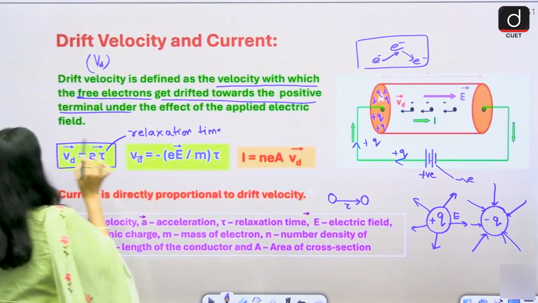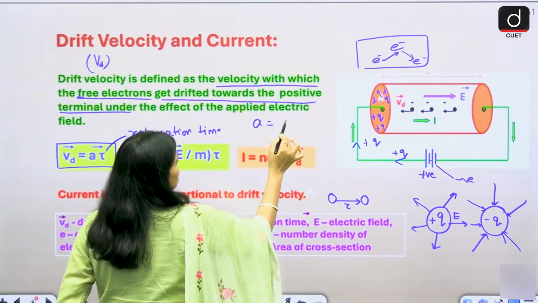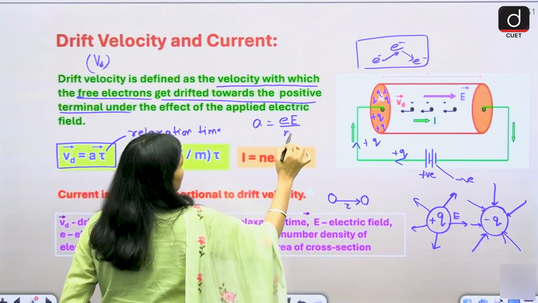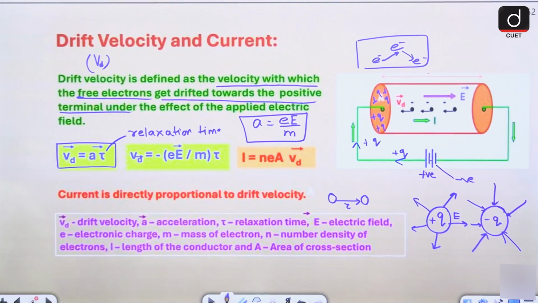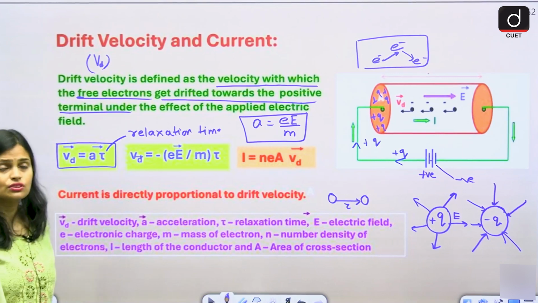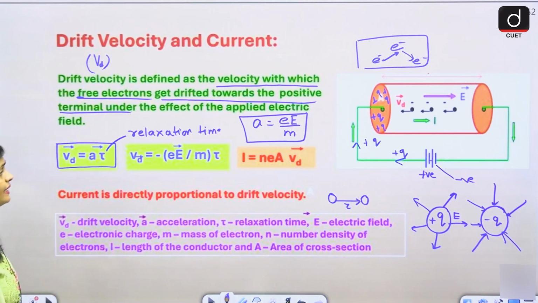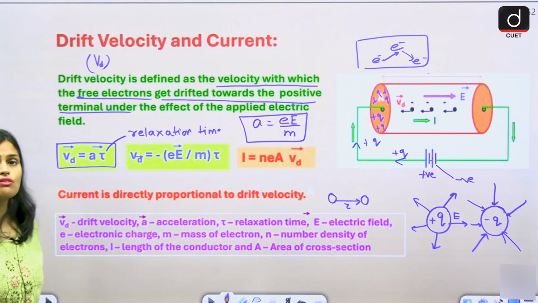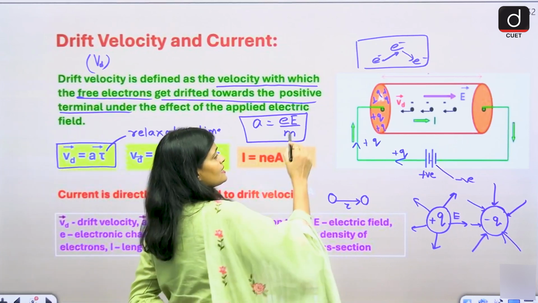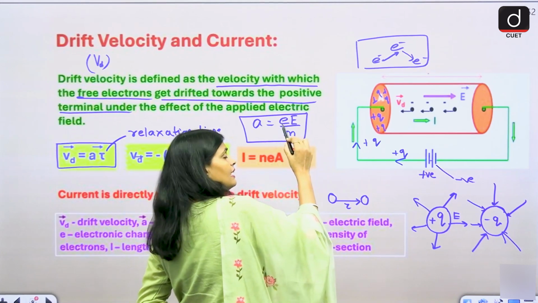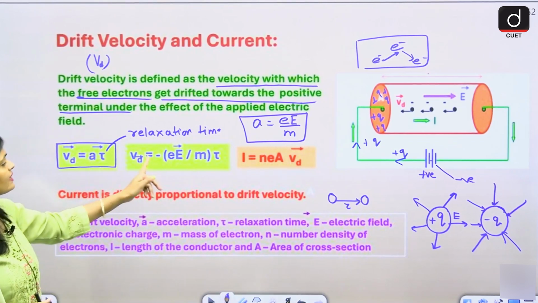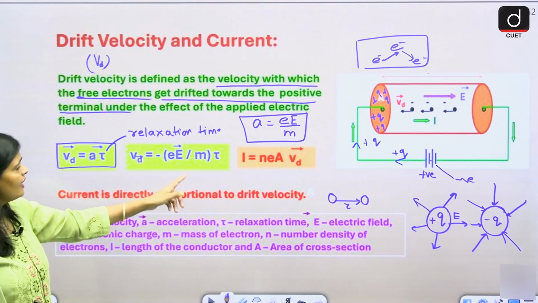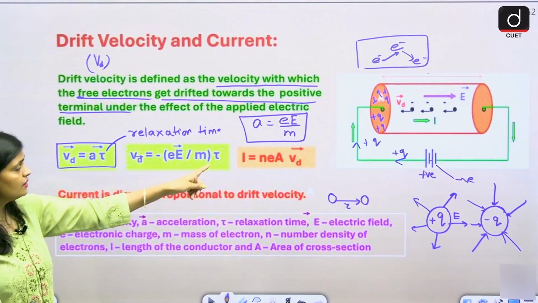Now just try to write down this again. Acceleration is what? For electric field, acceleration is small e capital E by m. This is the acceleration in the case of electric field, where small e is the charge of electron, capital E is the electric field, and m is the mass of electron. Okay, so now write down the formula: Vd is equal to eE by m into tau, right?